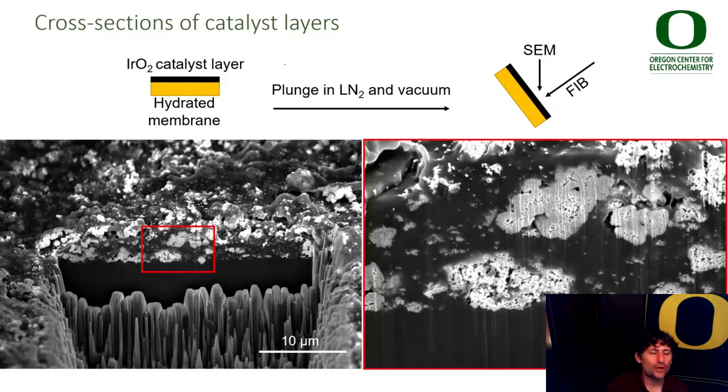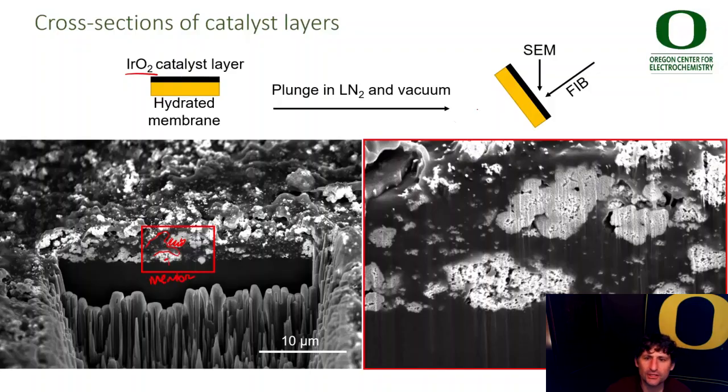Here's an example of what one actually looks like. So here's another nice piece of data from Grace Lindquist in my group. She took an iridium oxide catalyst layer. This is iridium oxide catalyst. This is the ionomer. This is black stuff mixed with the catalyst. This is the membrane here.